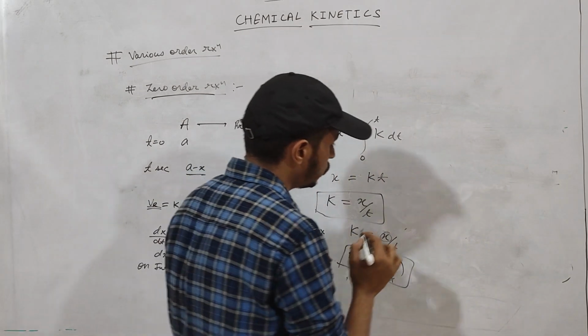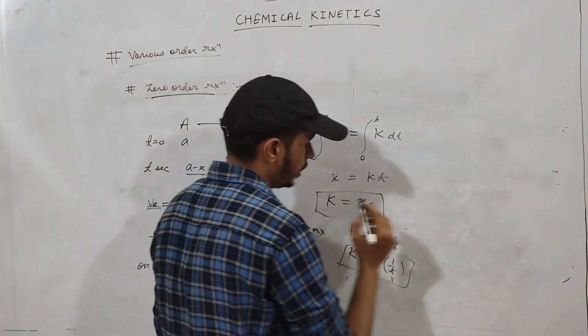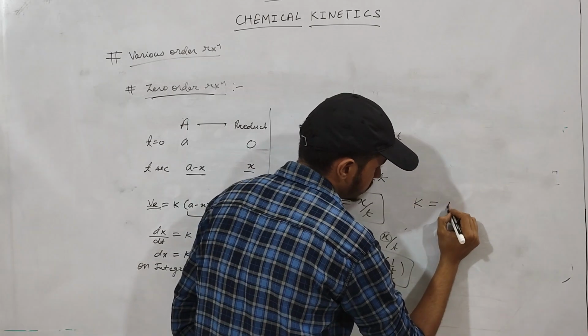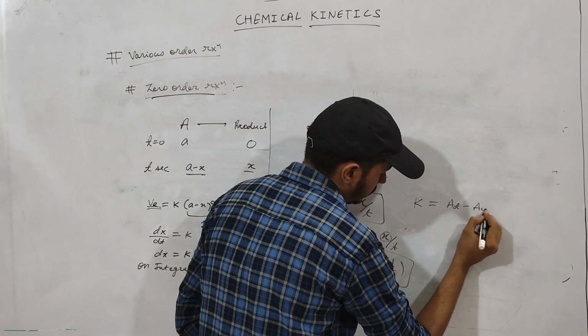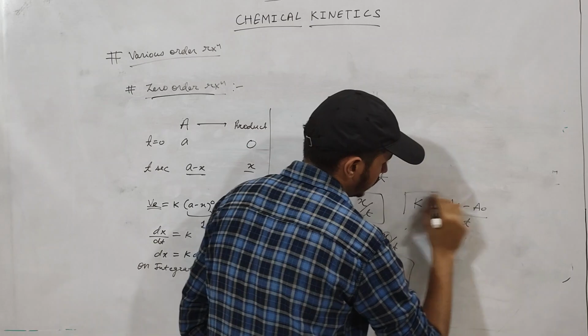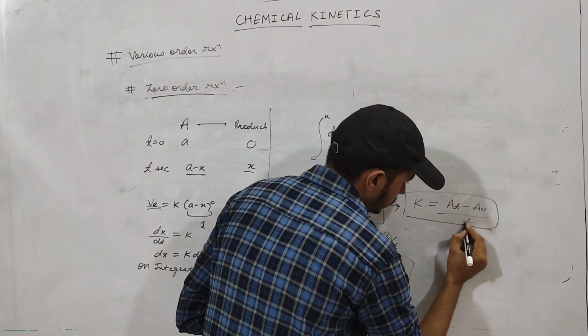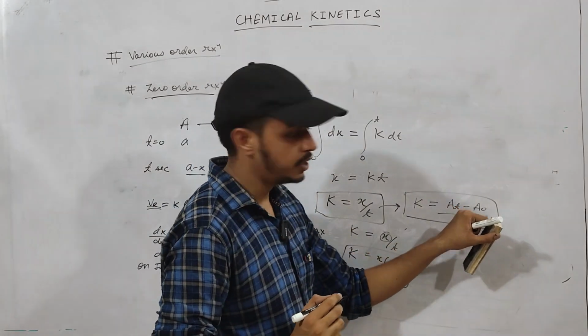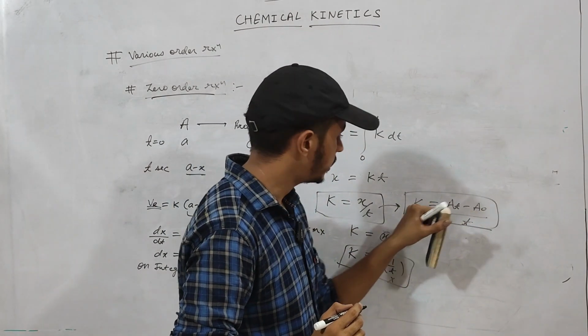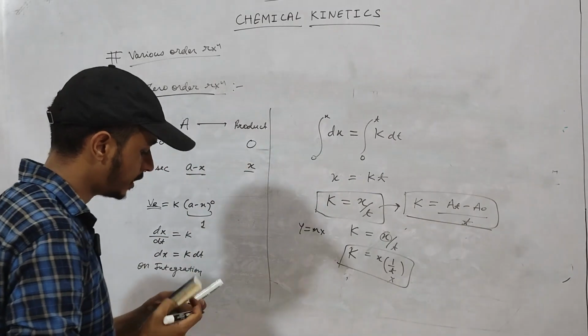If k is written as this, a naught minus a upon t, this same formula can be written like this. So the difference is that a naught is the initial concentration and a is the final concentration. So this formula can be written like this also.